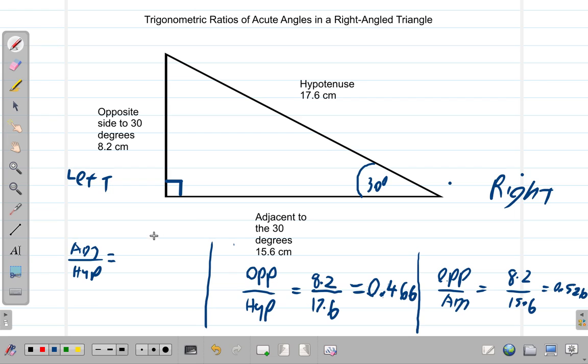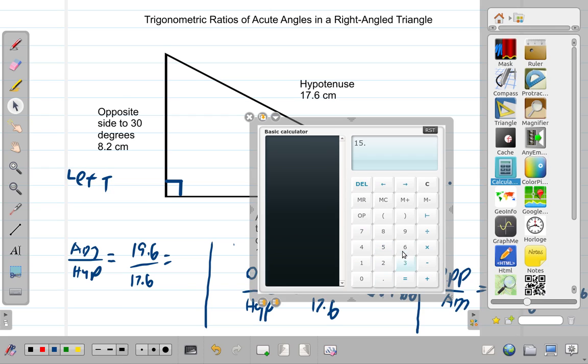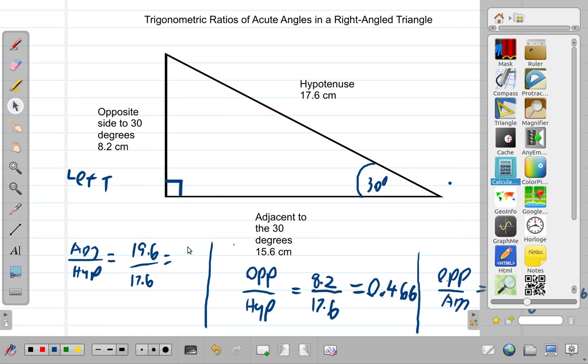Adjacent divided by the hypotenuse: 15.6 divided by 17.6 equals what? Let's see. 15.6 divided by 17.6 equals 0.886. About that. Let's write that down as our answer. So we have 0.886.